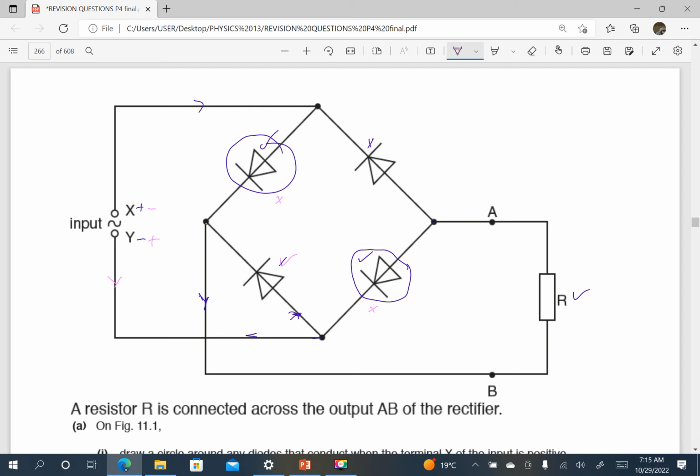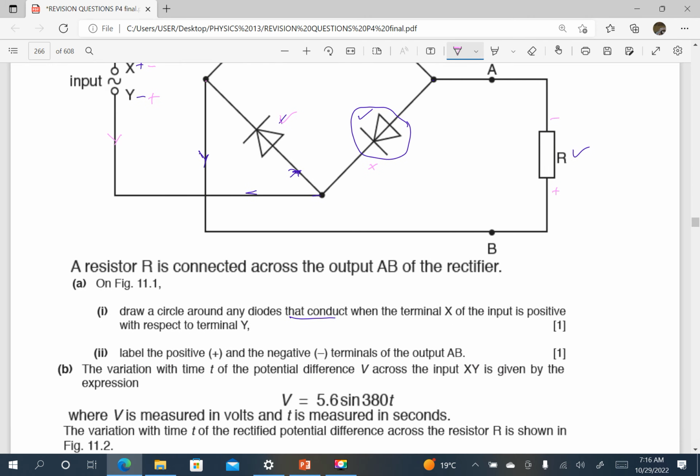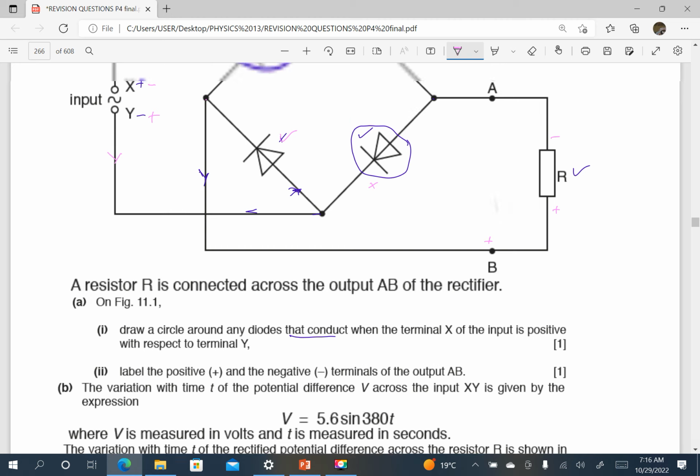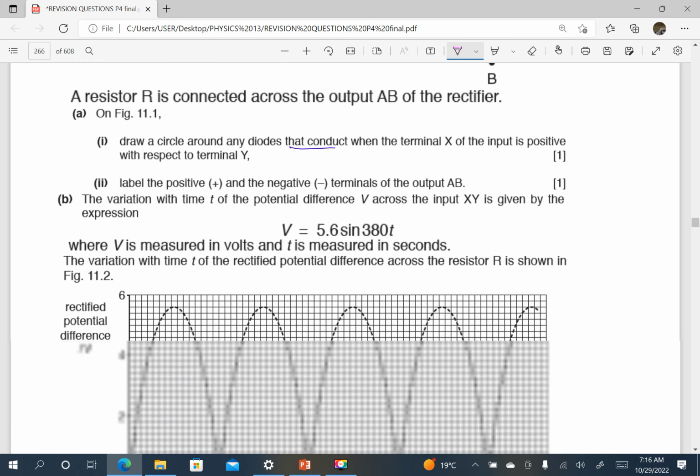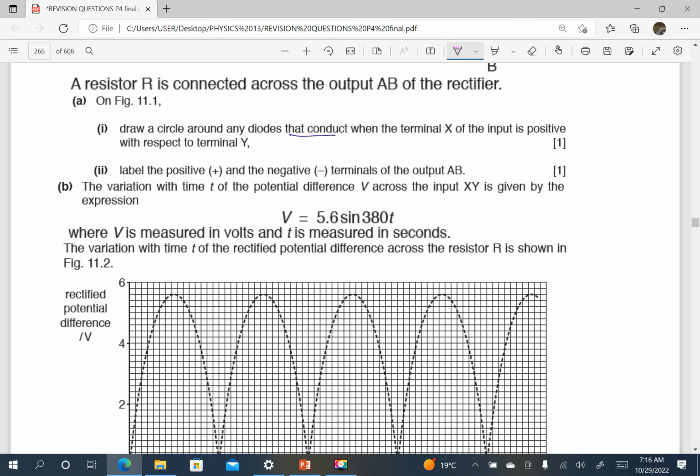The first case, it entered from the bottom. The second case is again entering from the bottom, meaning that the bottom must be positive, the top must be negative. Therefore, they said label the positive and negative terminals of the output AB. So this is positive, the other one is negative because current is entering the load from the bottom. As simple as that.